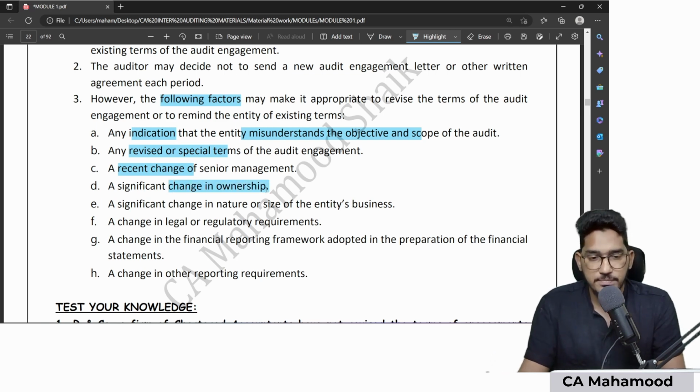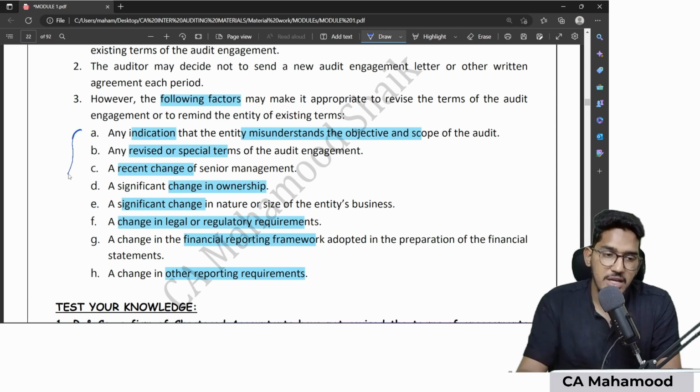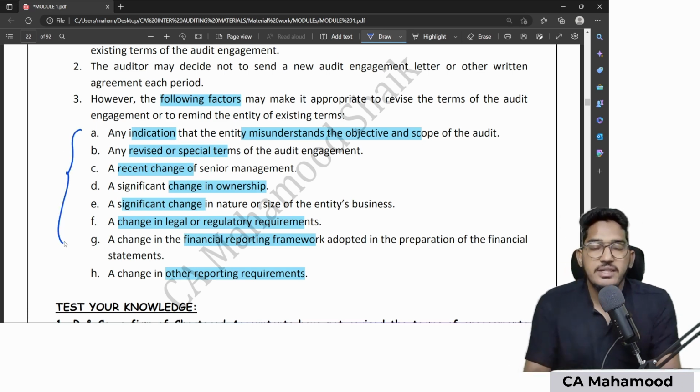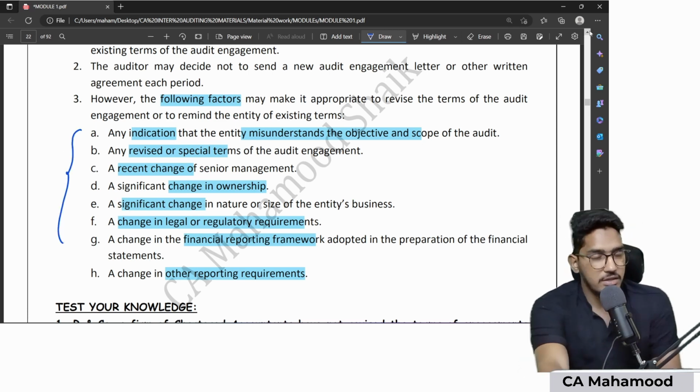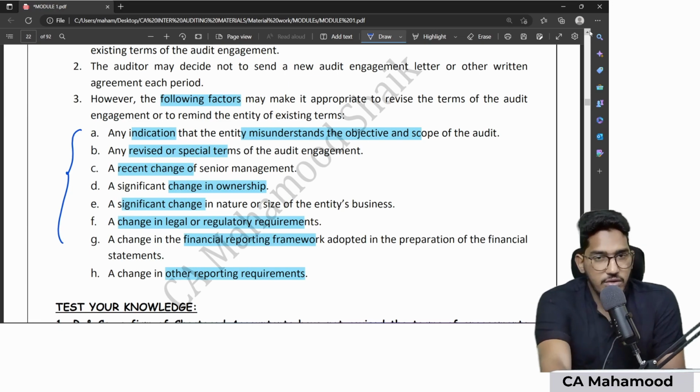Or a change in ownership. Similarly, a significant change in the nature or size of the entity's business, or a change in some laws and regulations, or a change in the financial reporting framework, like a change in Schedule 3 or accounting standards, or a change in the auditor's reporting requirements. If any of these circumstances happens, then even though it is a recurring audit, it is advisable to send the engagement letter year after year.